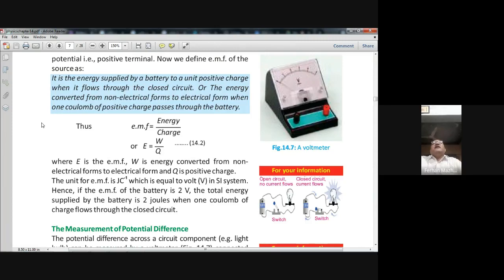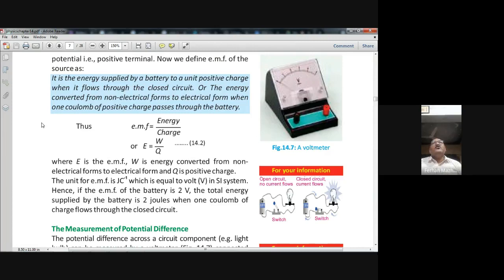Another very important thing is the formula. The formula for the EMF is energy divided by charge. It is the same formula as for the potential difference. The formula for the potential difference is also energy divided by charge. So E is equal to W by Q, where W stands for the energy, Q stands for the charge, and E stands here for the EMF. So EMF is measured in volt.